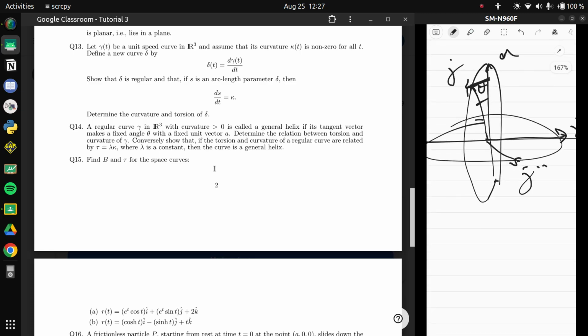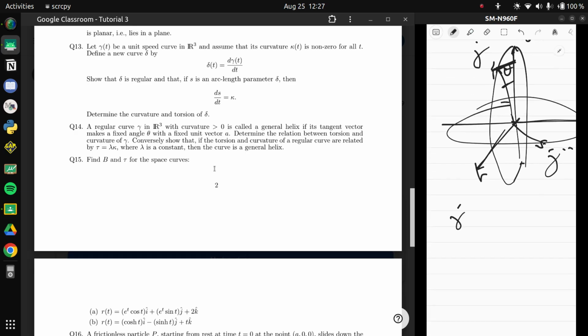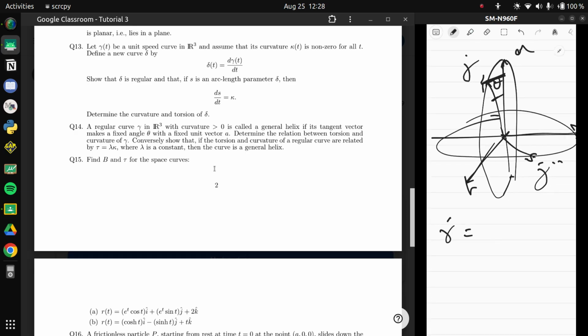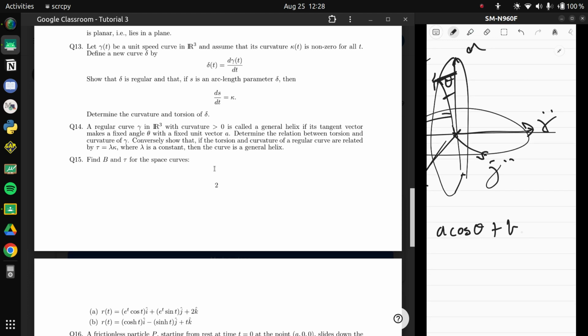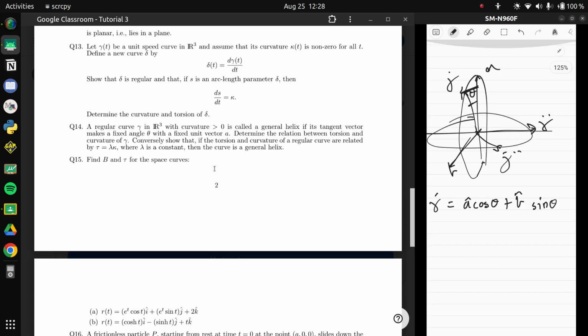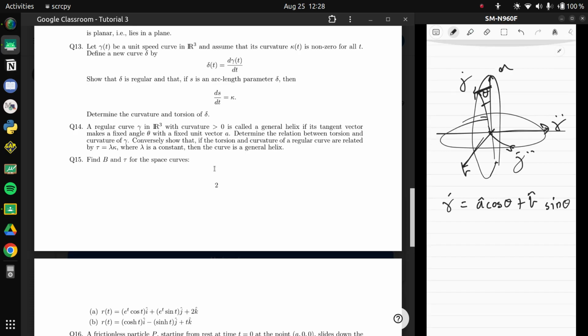Okay, let's define this as the B vector. Since it's making angle theta, what you can say is gamma dot is just equal to A cosine theta plus B sine theta, because it's already perpendicular to this thing. Sure. What about gamma double dot?